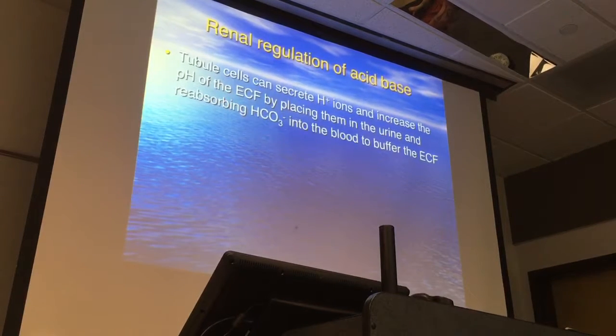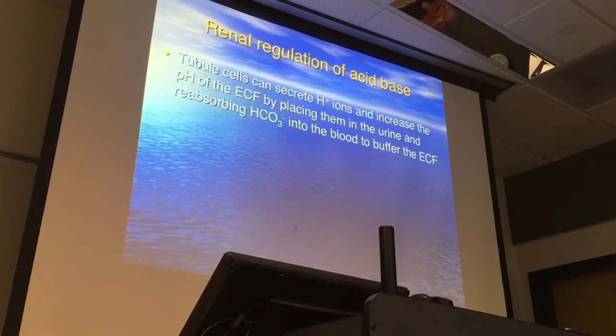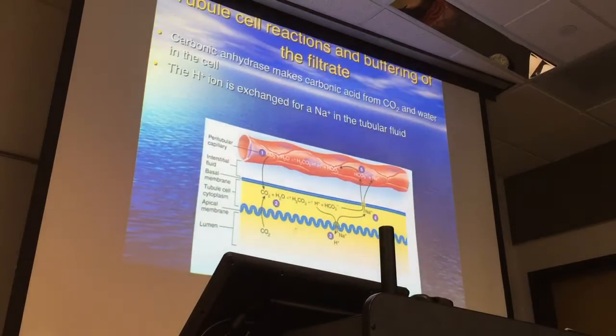And you're going to find out that when they put a hydrogen ion into the filtrate, they make a bicarbonate and put it into the bloodstream. Okay? And that, again, restores the buffers. That's where we get the bicarbonate ions. The bicarbonate ions that are in your bloodstream are generated by the tubule cells. And we'll see how they do it right here.